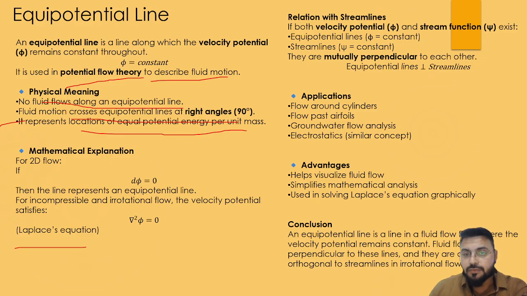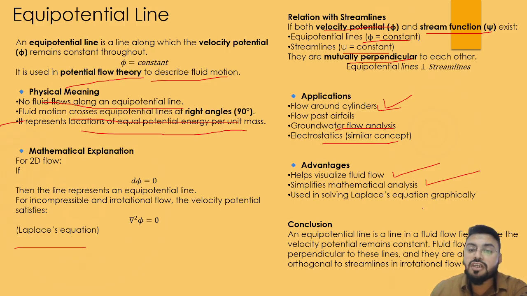Now the relation: if both velocity potential and stream function exist, equipotential lines are constant, streamlines are constant, and they are mutually perpendicular. Again, same applications: flow around cylinders, flow past aerofoils, groundwater flow analysis, electrostatics. Advantages: helps to visualize fluid flow, simplifies mathematical analysis, and used in solving Laplace equation graphically.